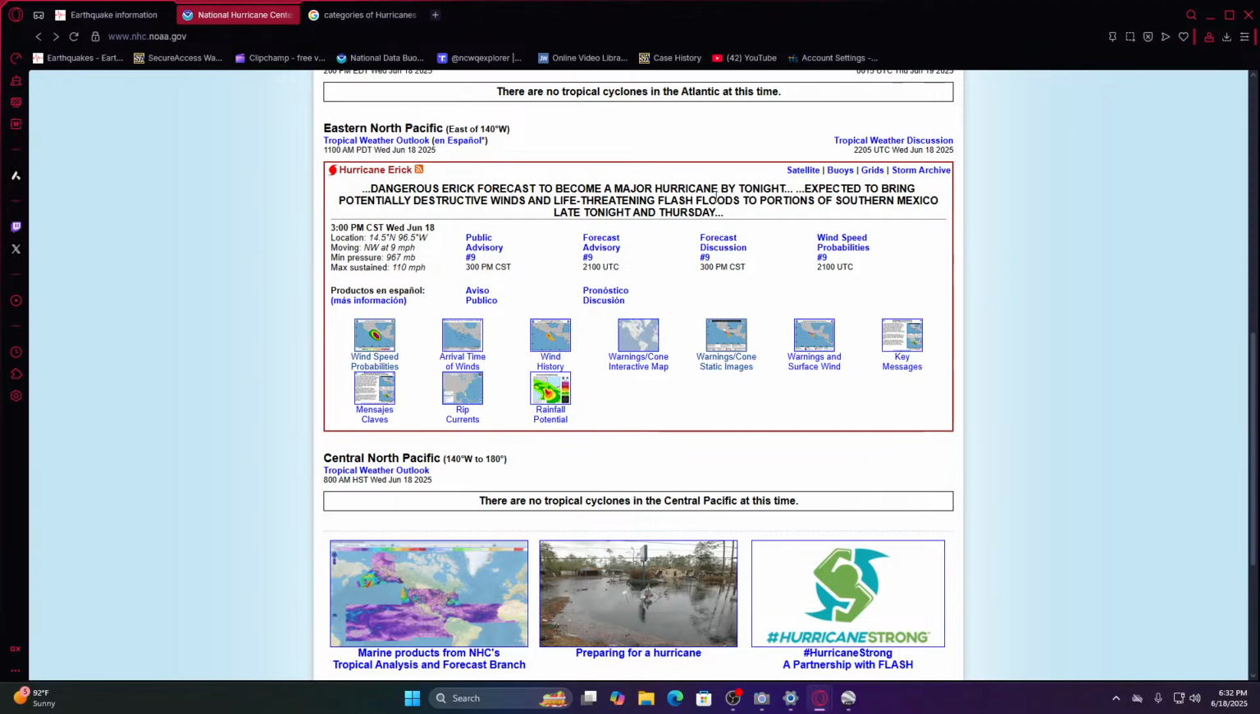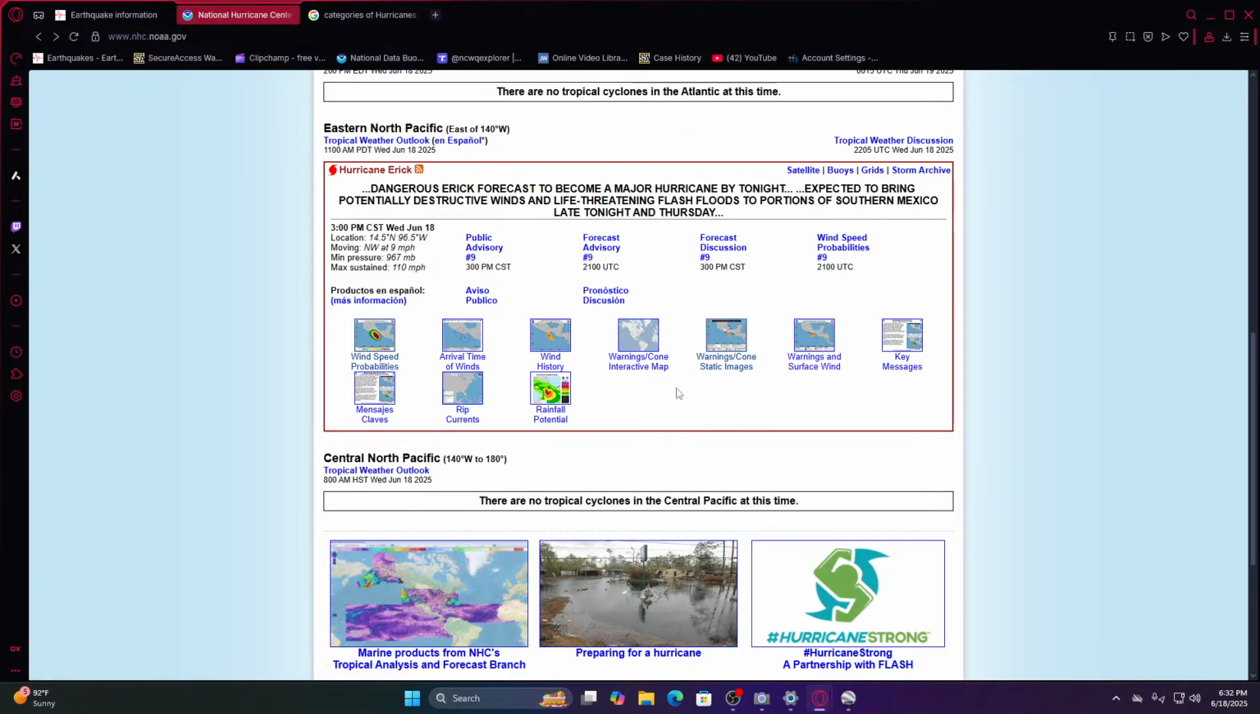So that is something that it's going to become a major hurricane by tonight, expected to bring potentially destructive winds and life-threatening flash flooding to portions of southern Mexico late tonight and Thursday, which is tomorrow. So, batten down the hatches, you guys.